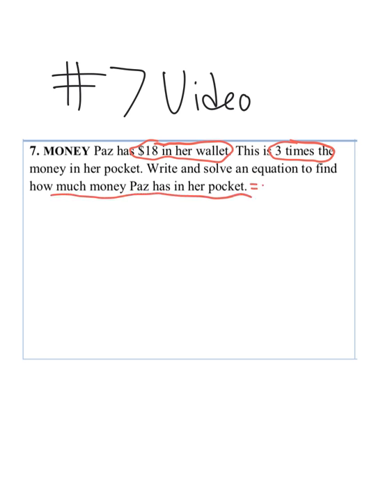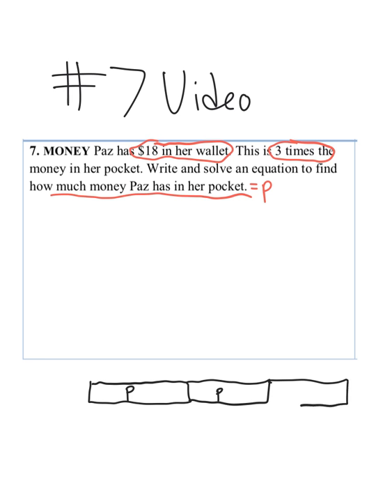So I'm going to use P for pocket. Now let me start my bar diagram. So I have Paz has P dollars in her pocket. Now I know in her wallet she has 18, which is 3 times the money in her pocket. So I'm going to take the money in her pocket and do it 3 times. And 3 times the money in her pocket would be $18.